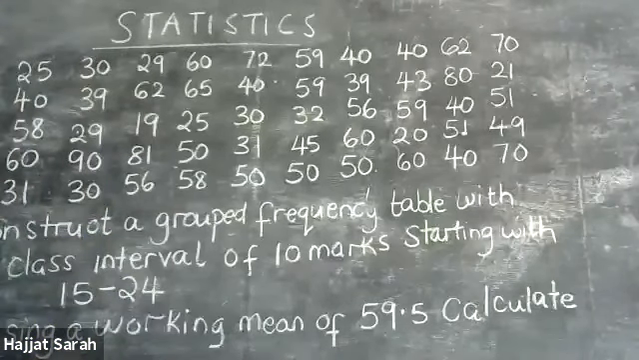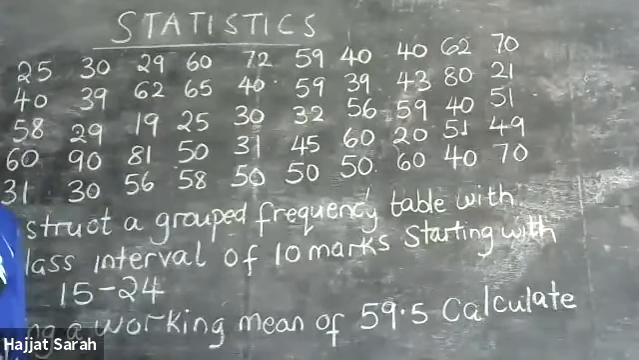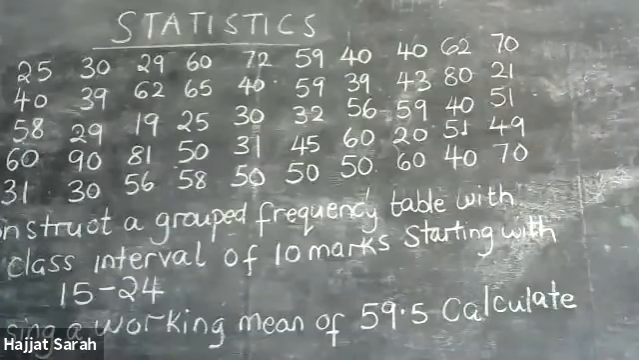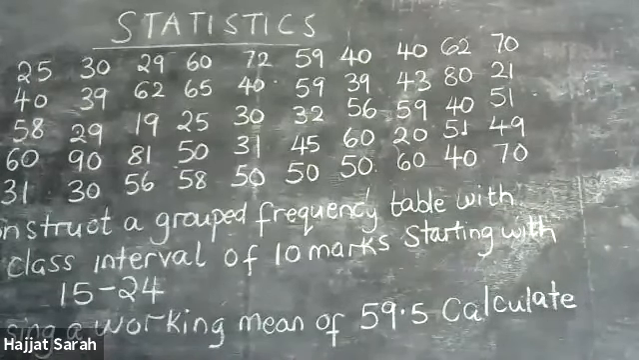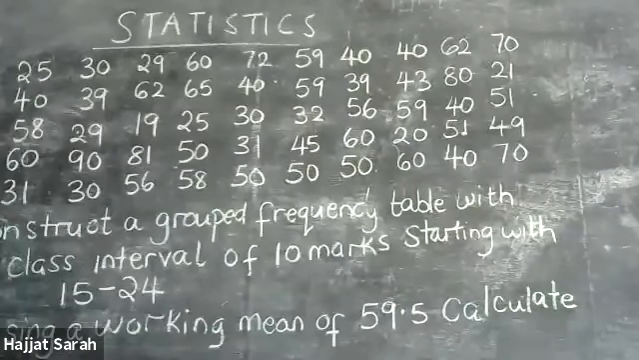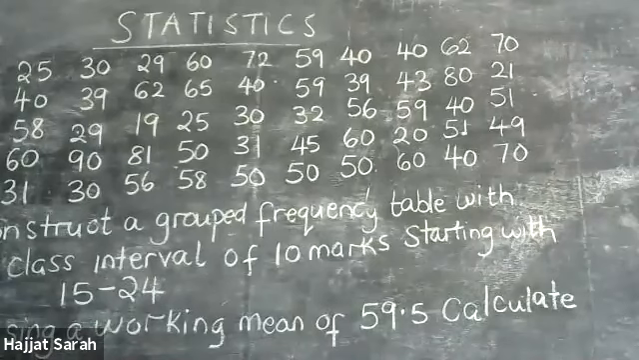What would be the next class? If I start with 15 to 24, what would be the next class? 25 to 34. Very good. So make sure you don't say 25 to 35, because you have to make sure that the figures there are 10. So can you attempt this? Let us see if we can get it right.